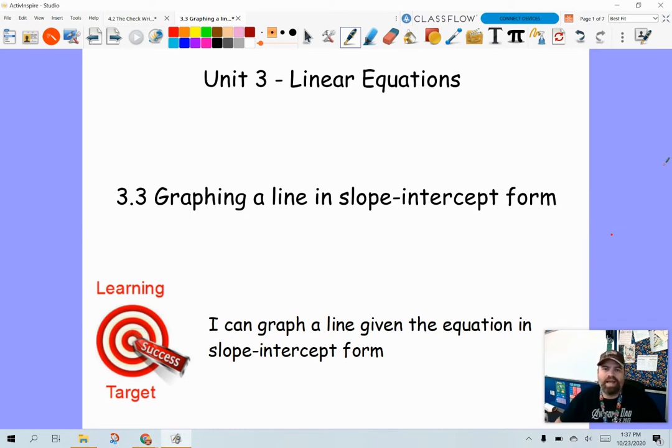So today I want to show you how to actually use the slope to graph a line. These are going to look a little different. They might look a little familiar too. And don't let the vocabulary here worry you too much.